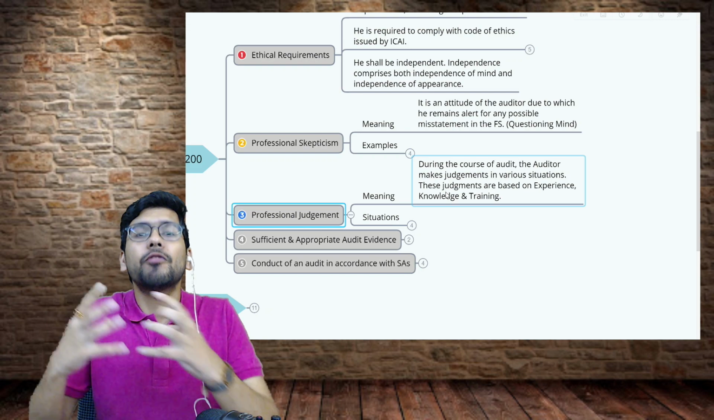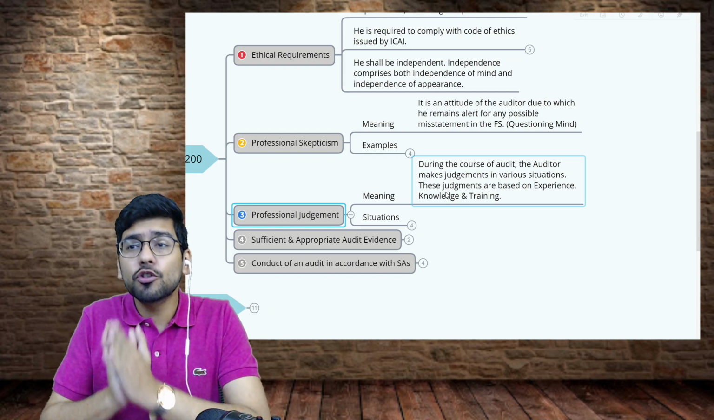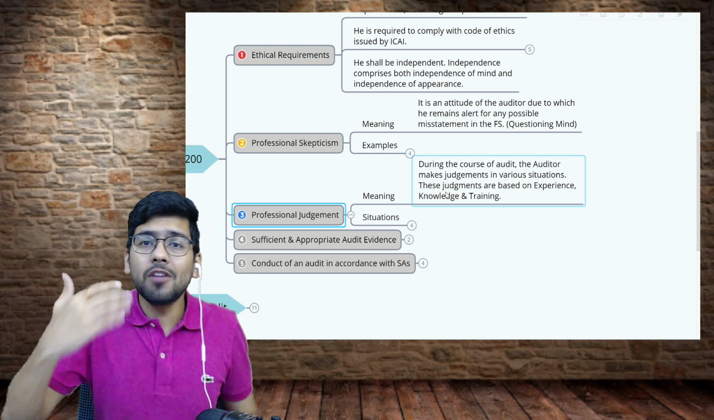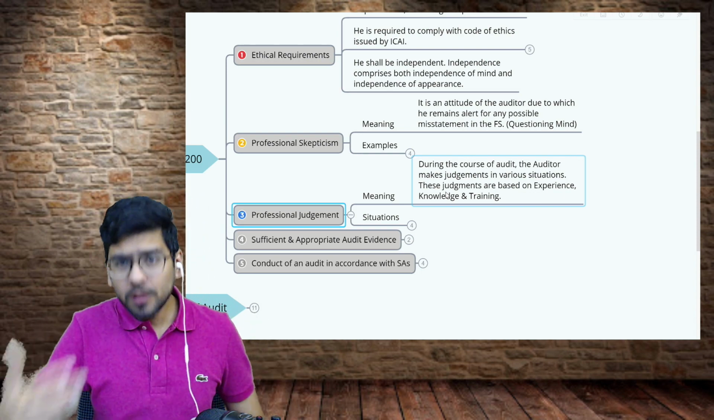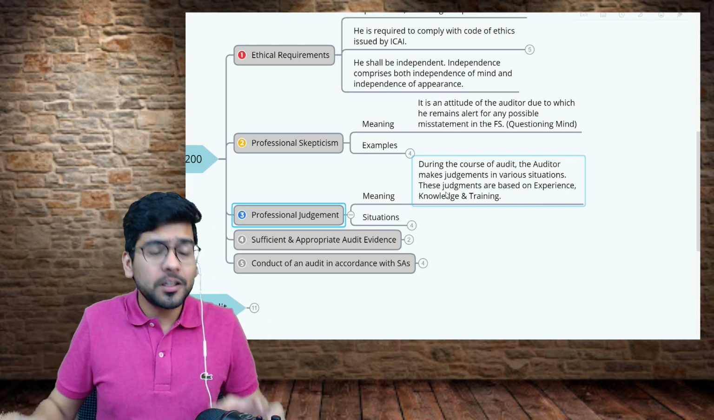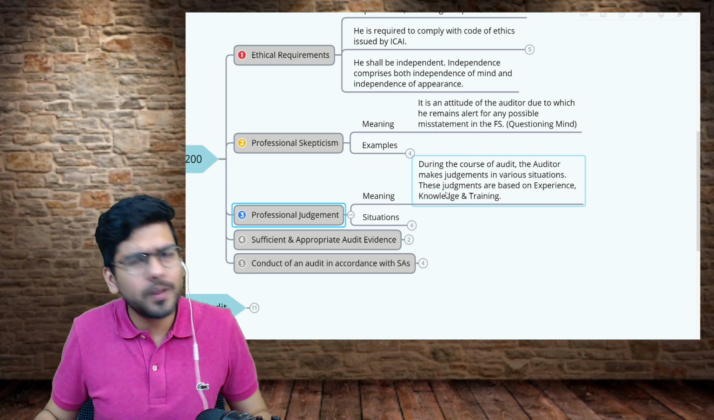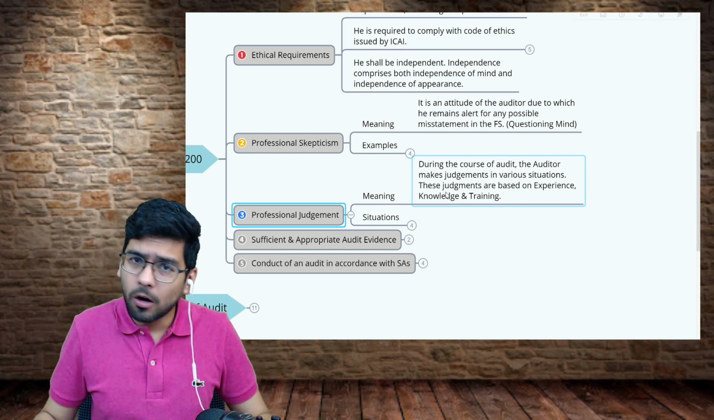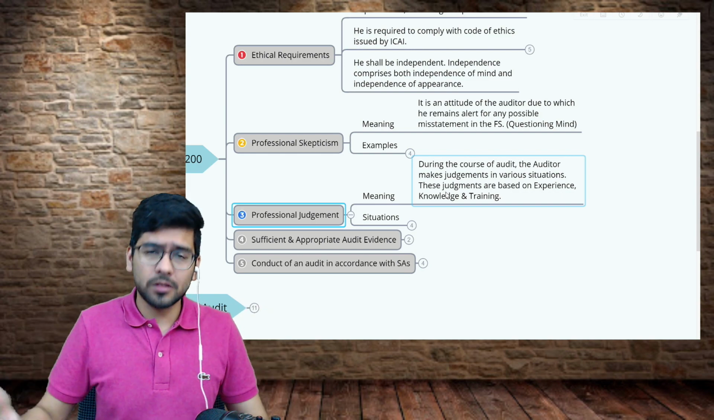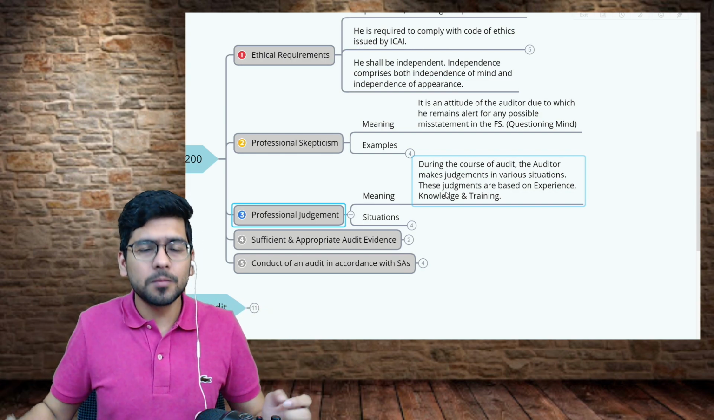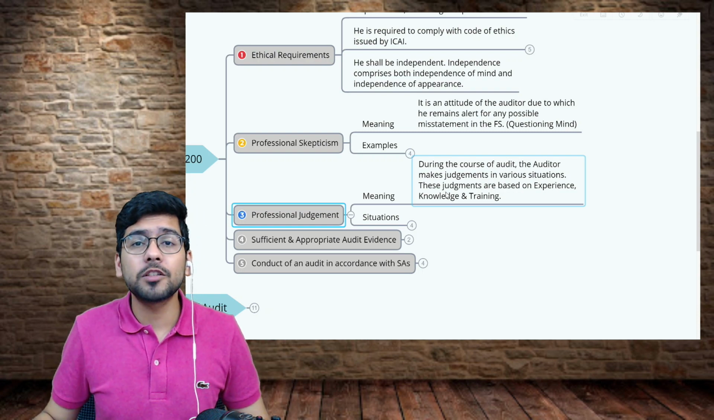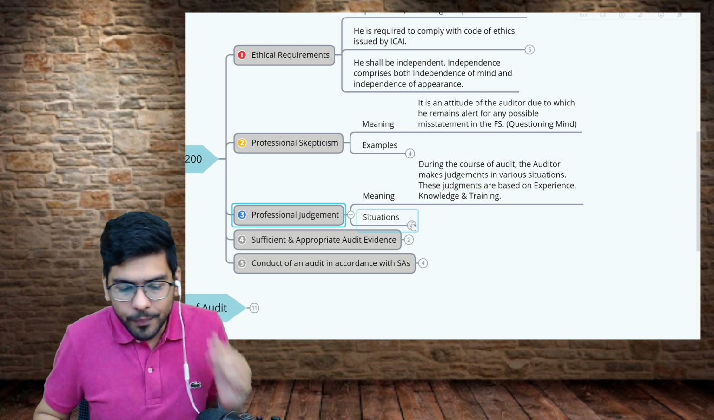So what is professional judgment? The auditor should not be taking decisions on the basis of intuition. Rather, whatever decision he takes during the course of his audit should be based on his past experience, on whatever knowledge he has gained, on whatever training he has undergone. In layman's terms, your decision should not be random, your decision should not be based on intuition.